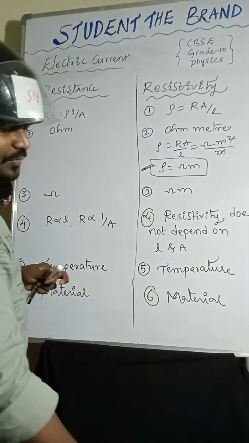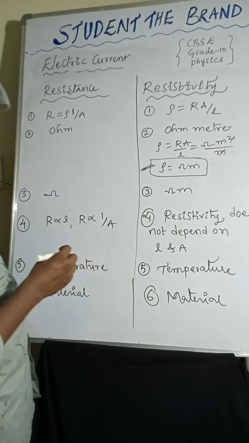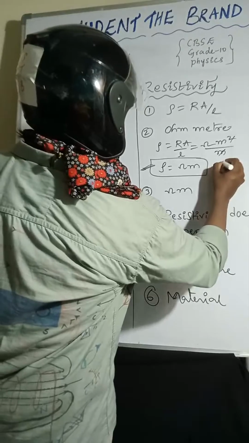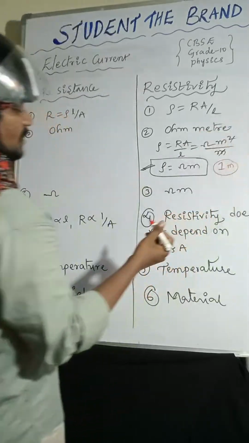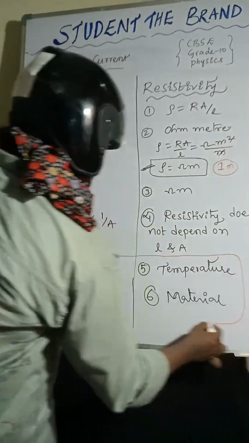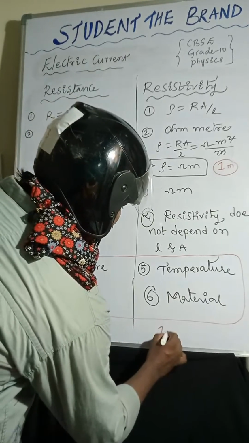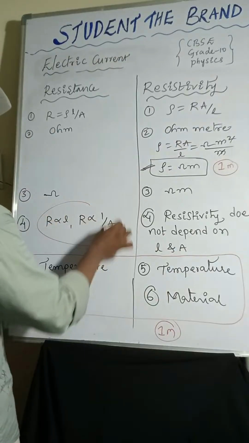So this is for 1 mark. A 1 mark question will come. 1 mark, and they will ask for explanation also. And these points are very important. Okay, so they will ask a 1 mark question. And this point also is very important.